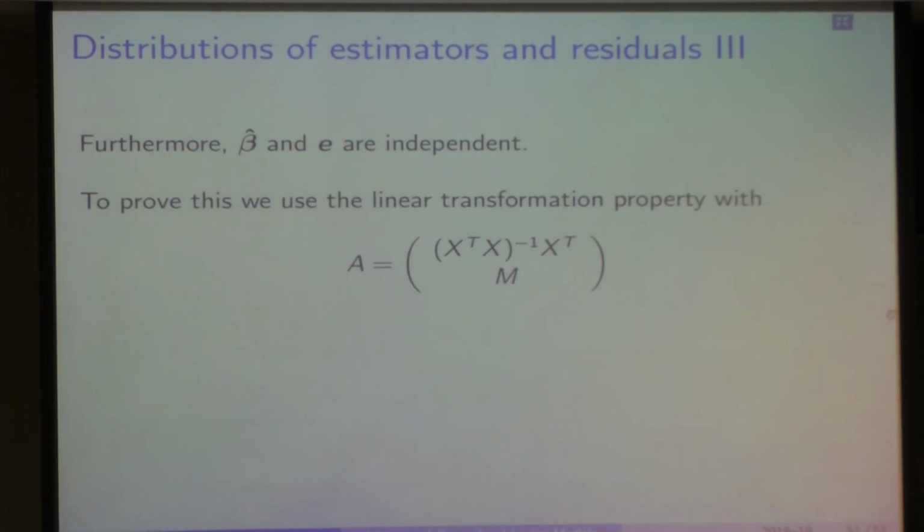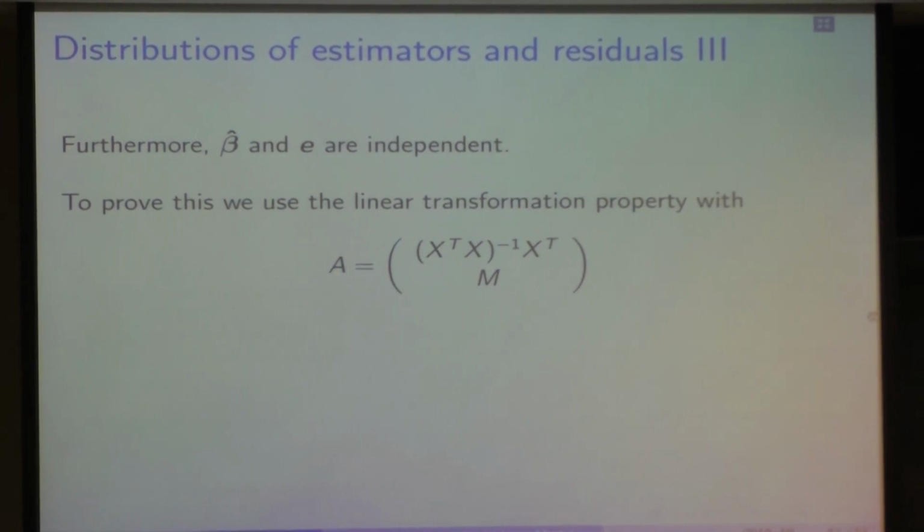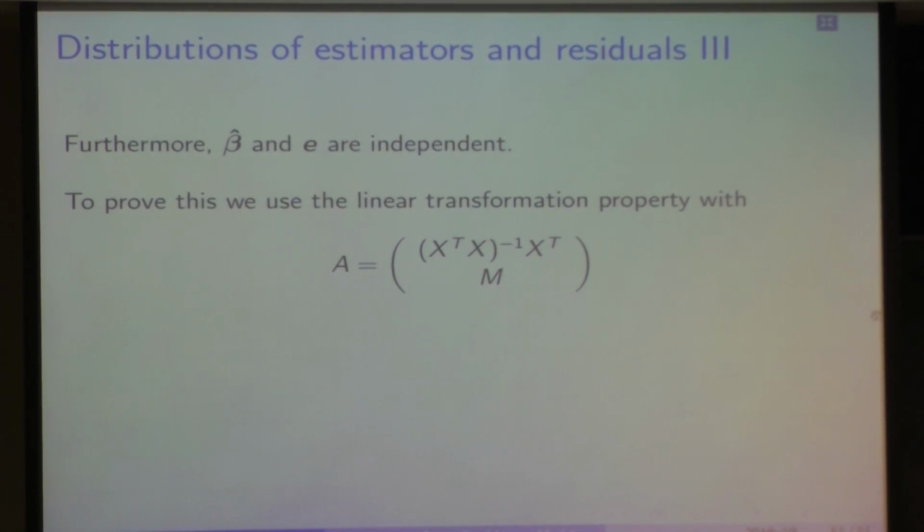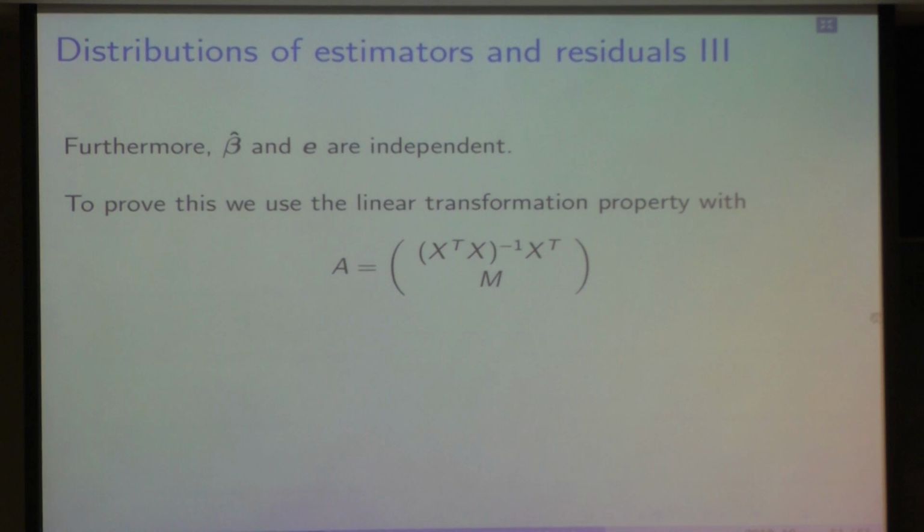Now that may seem a little bit surprising because of the way they interact with each other, but that is the case. Given a particular set of beta values, our estimates beta hat and the residuals are independent. Now we can prove that using the linear transformation property again. And we do it using a matrix, so this may look like a vector, but this is actually a matrix. On top here, we've got the matrix X transpose X to the minus 1 times X transpose, which appeared here. And on the bottom we've got M, which appeared here.